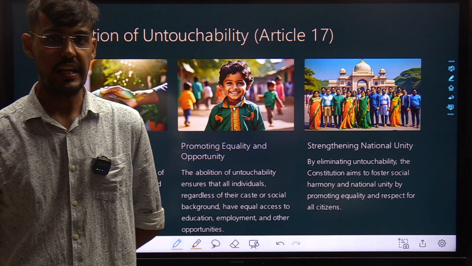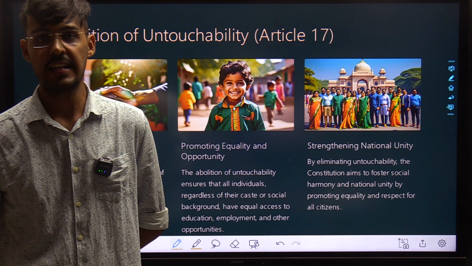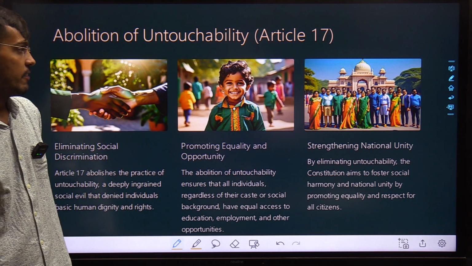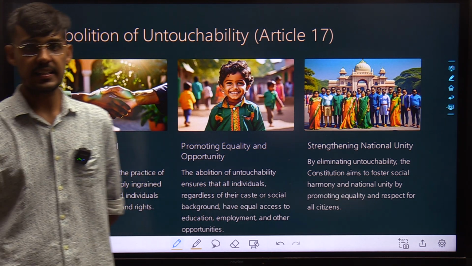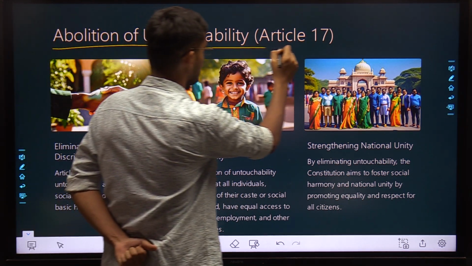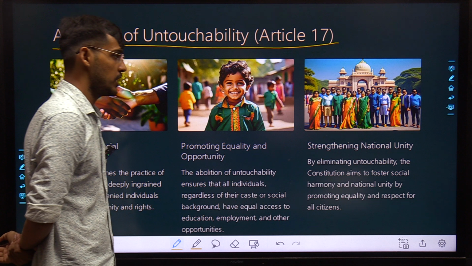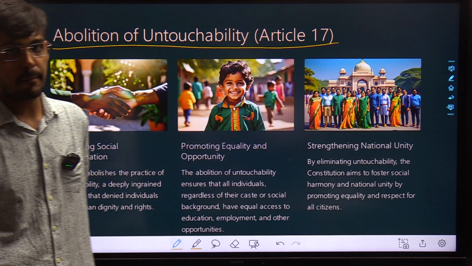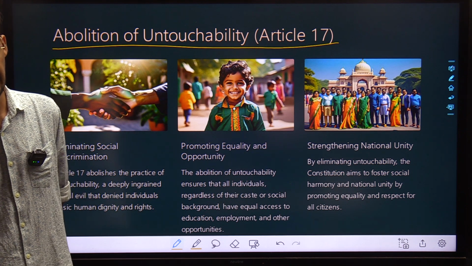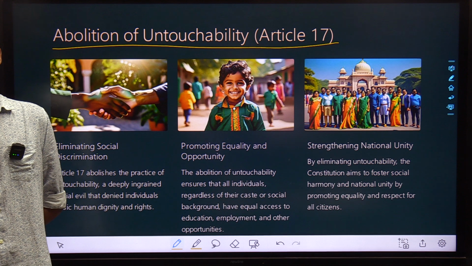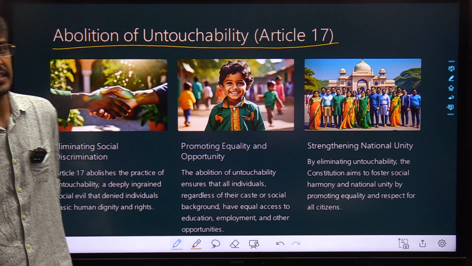But thankfully, to make our society an egalitarian society, an equal society, Article 17 has been introduced which bans untouchability. There is an abolition of untouchability through Article 17 of the Constitution. All these practices that I have mentioned earlier are banned according to the Constitution of India. Anyone found indulging in these practices is punishable for violation of these fundamental rights.